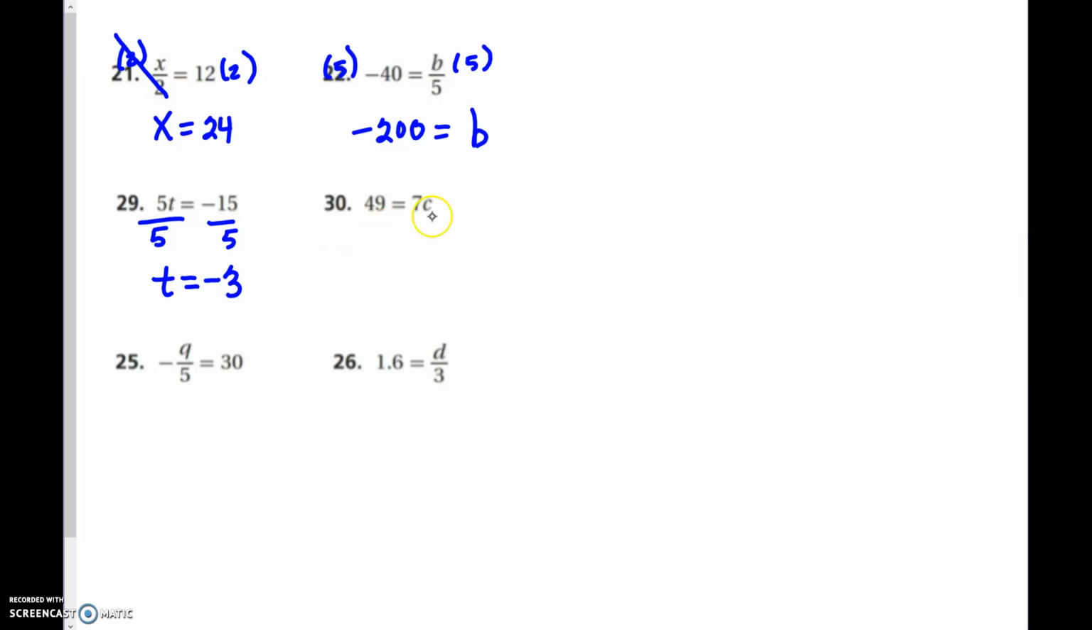Number 30, the C's on the right, but it says 7 times C. The opposite of times is divide. So we're going to divide both sides by 7. 49 divided by 7 is 7.